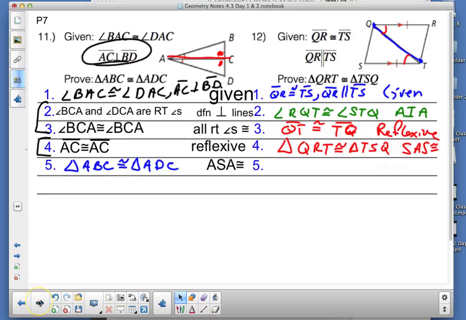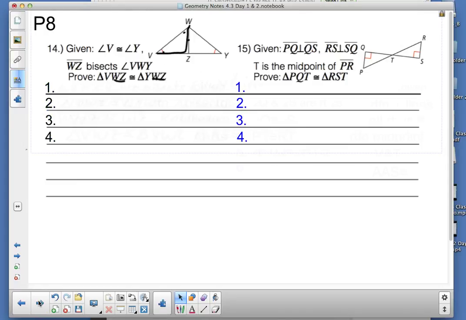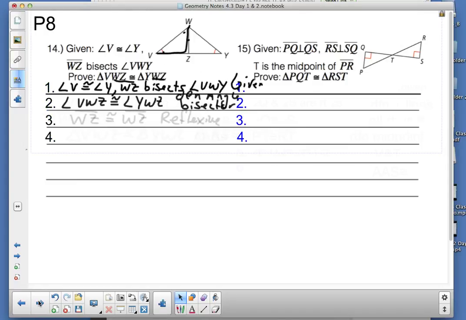How'd you do? Is that direction you're going?